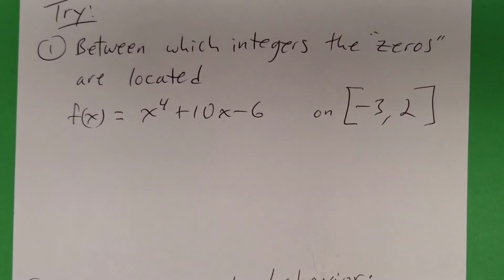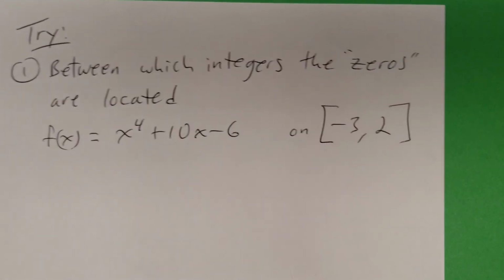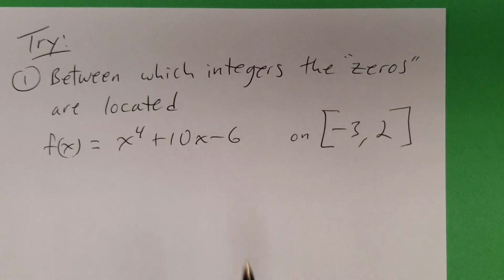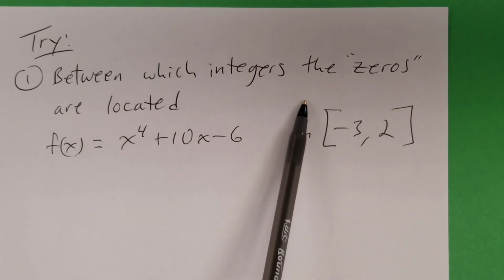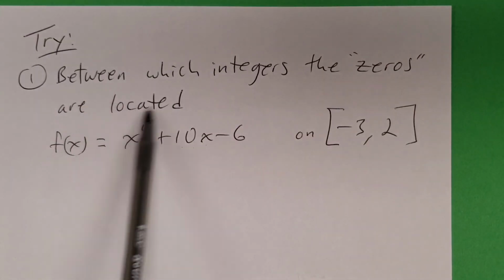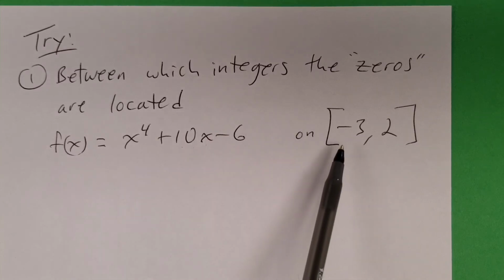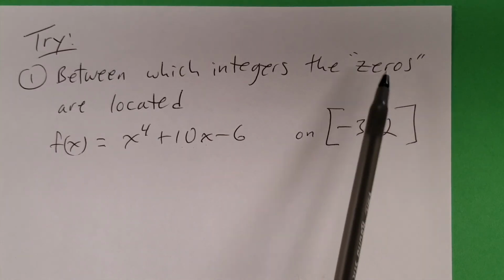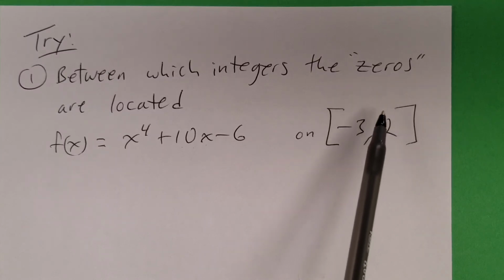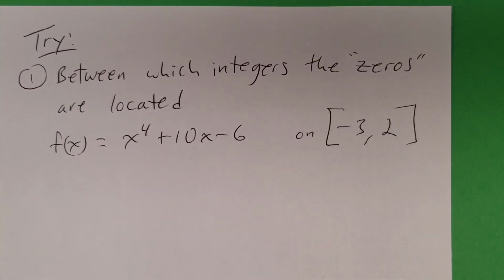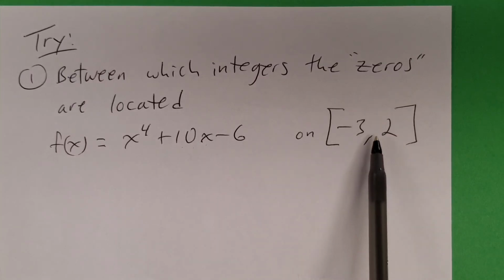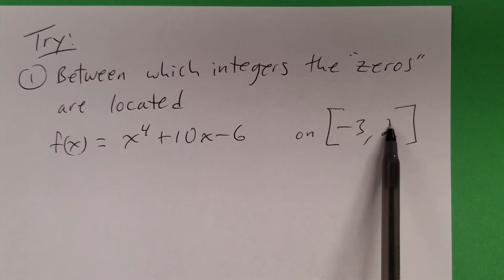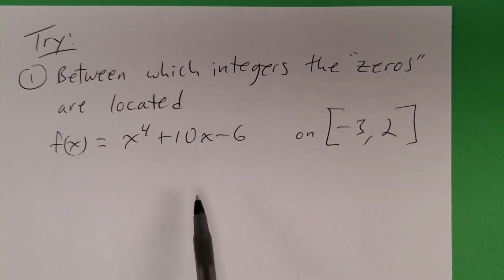All right, so let me leave you with a couple of try problems. Number one, like the first example, find between which integers the zeros are located. So, between -3 and 2, tell me when it goes to positive or negative. Maybe once, maybe twice, maybe never. Maybe it all stays positive or all stays negative, never switches. So every time it switches, there's a 0 there, just like before, from -3 to 2. And then plug them all in and see what happens.